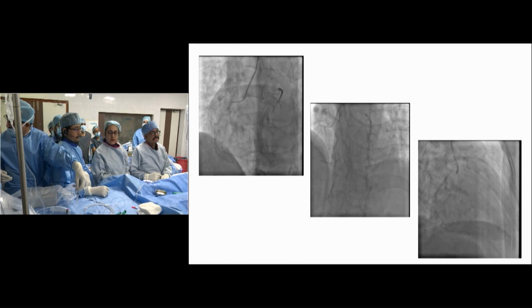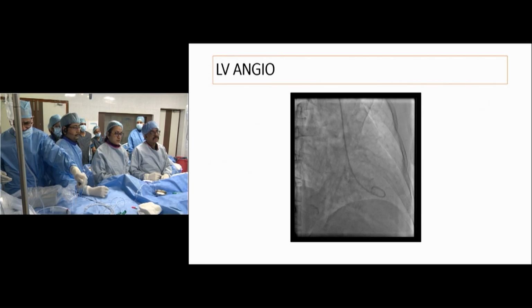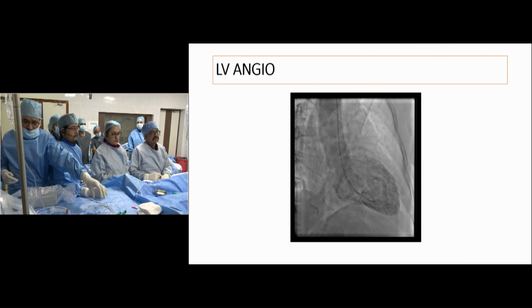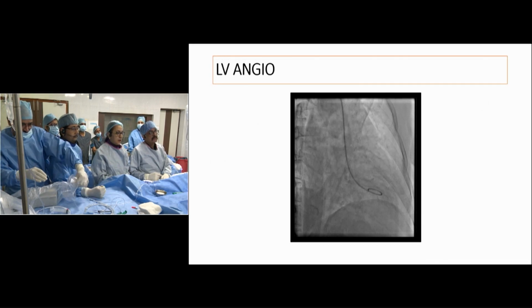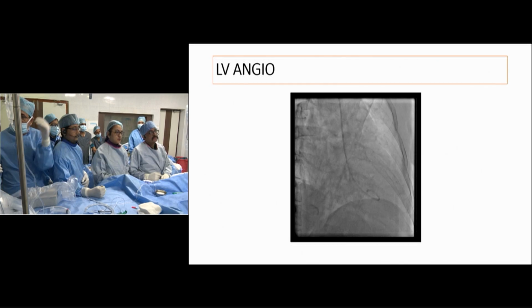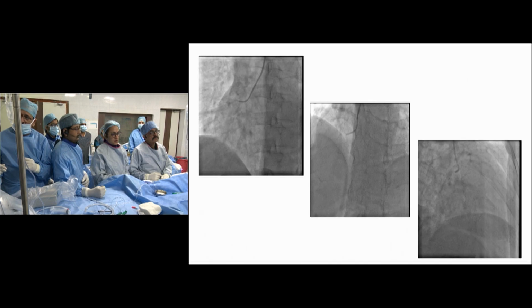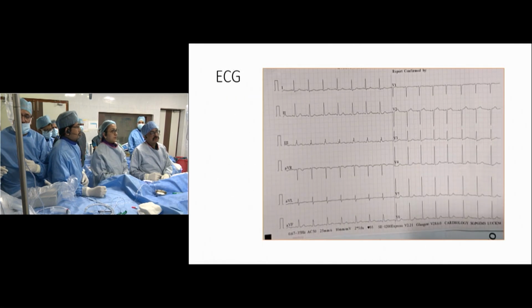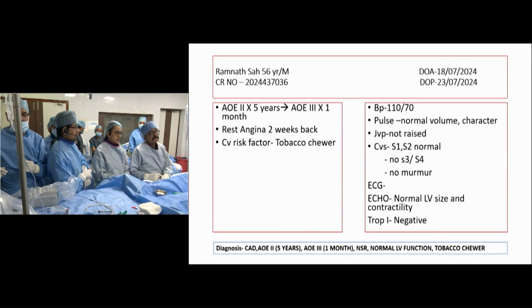So we are dealing with an acute setting, not a chronic setting, which led to this. And on echo also, we didn't find any regional wall motion abnormality. And this was his LV angio, with no regional wall motion abnormality and normal ejection fraction. So what should be the strategy we are dealing with in this 56-year-old gentleman?